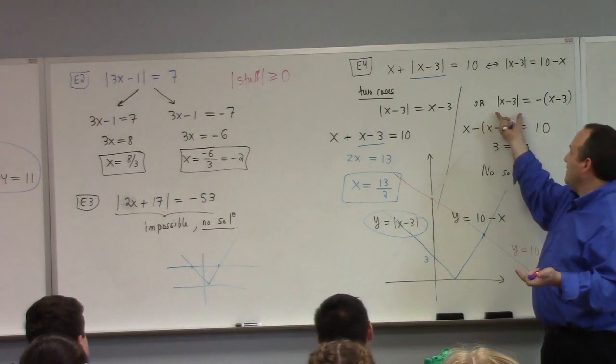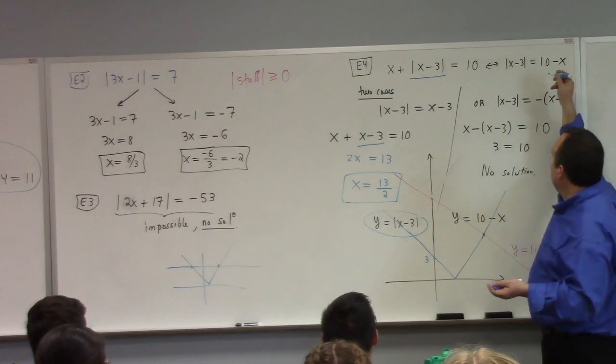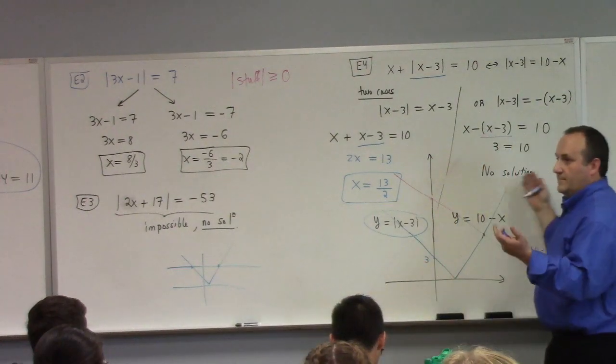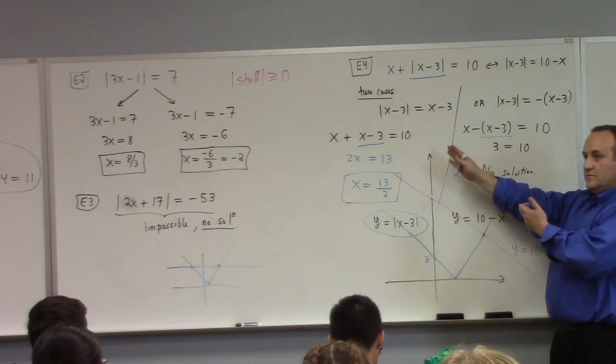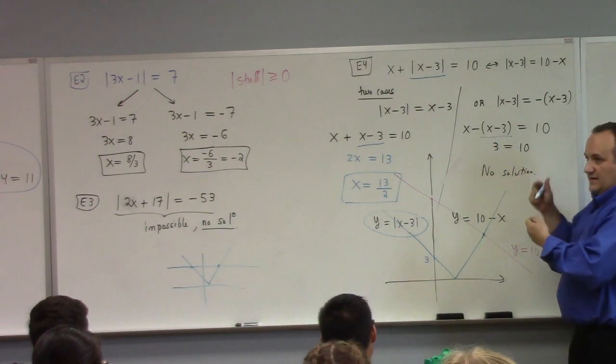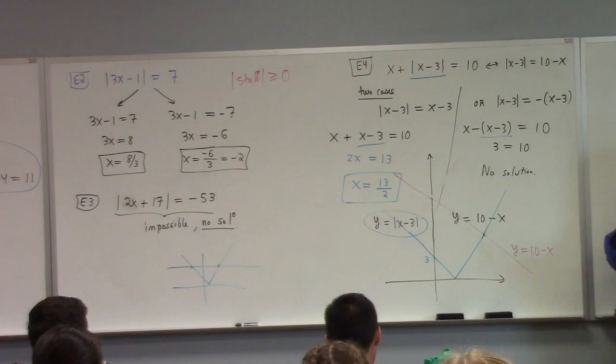Over here, the other case, it would be the absolute value of x is minus the thing. Again, I plug it in right here. And then I try to do the math, but when I do, I find out I've got an inconsistent equation. I've got 3 equals 10, which means there's no solution. So what I was just talking about is geometrically that's corresponding. So y is 3.